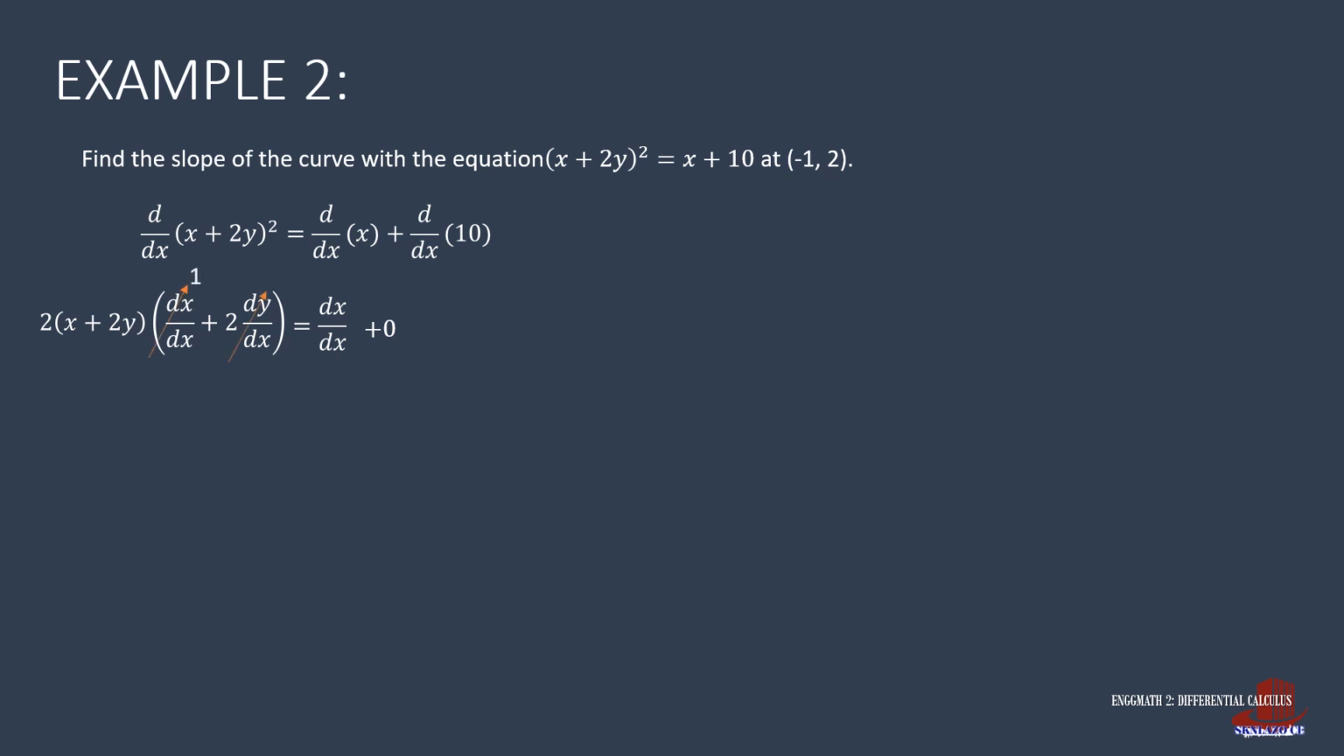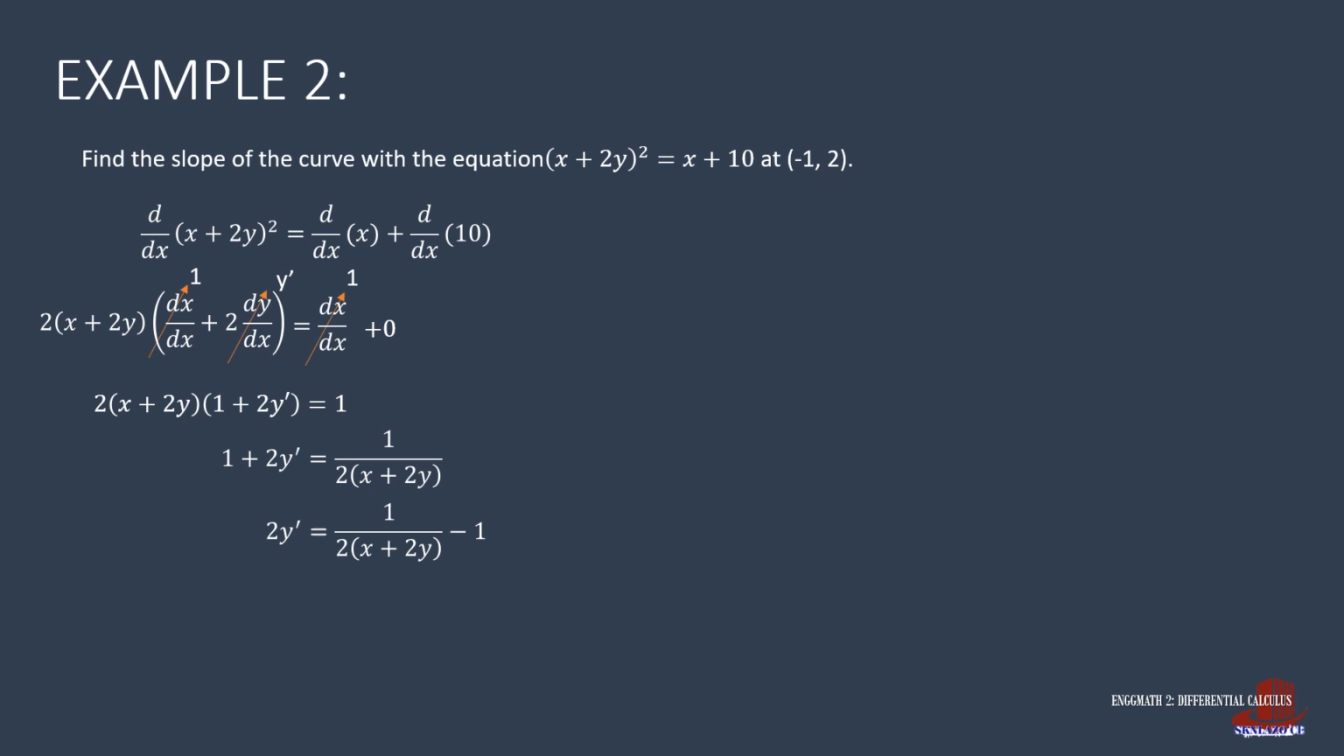Simplify dx over dx as 1 and dy over dx as y prime to have 2 times the quantity x plus 2y multiplied by another quantity 1 plus 2y prime is equal to 1. We move to the next step of collecting all terms with y prime to the left side of the equation. Y prime is grouped in the quantity 1 plus 2y prime, so place all other groups of terms to the right side.